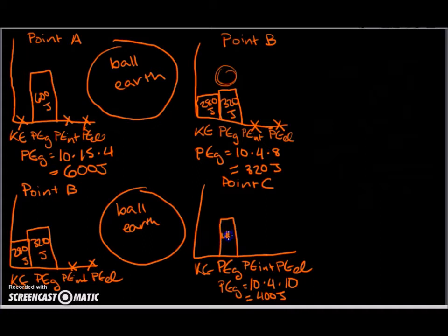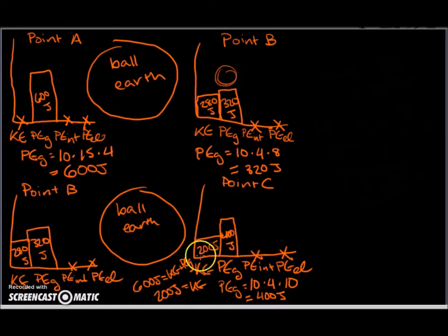So 400 joules. We still have no friction, so we don't have any internal potential energy, and we don't have any springs, so we don't have any elastic potential energy. So in order to conserve our 600 joules of energy, which we can also see up here at point A, that is going to be equal to our kinetic energy plus our potential energy of gravity. So 600 joules minus 400 joules is equal to 200 joules as our kinetic energy. So that's going to be half the height of the potential energy of gravity.